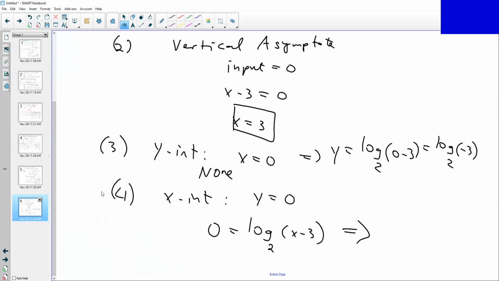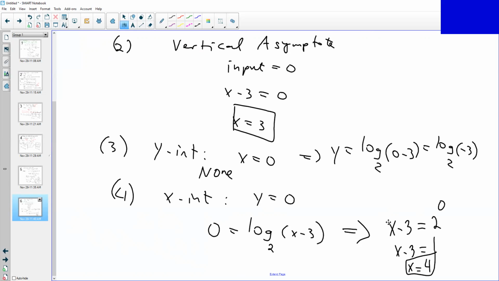Okay, so the input is going to be x minus 3. So input equals base to the output, and the output is 0. So x minus 3 equals 2 to the 0, and we know 2 to the 0 is 1. So then we'll have x minus 3 equals 1. Then add 3 to both sides, so x equals 4.